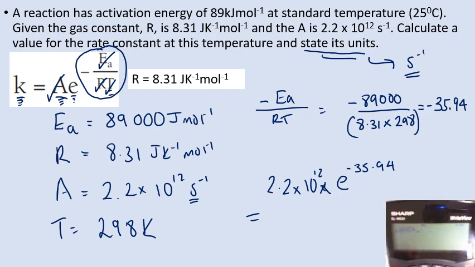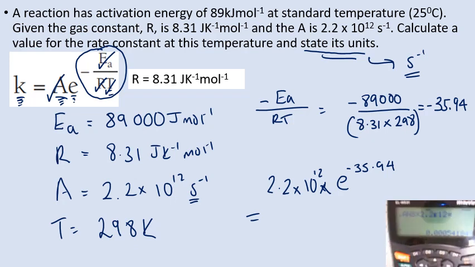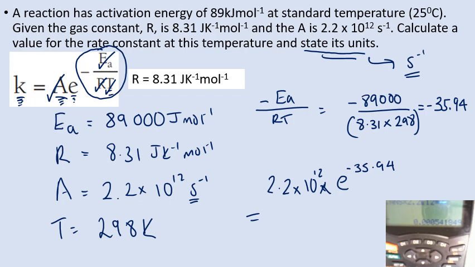Okay, times by 2.2 times 10 to the 12 equals, there we go, 5.42 times 10 to the minus 124. So there's my answer, and my units are seconds to the minus 1.